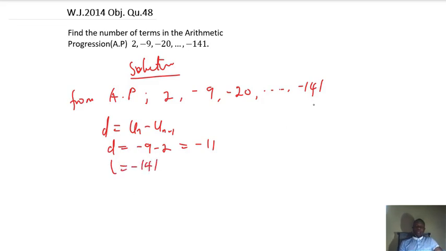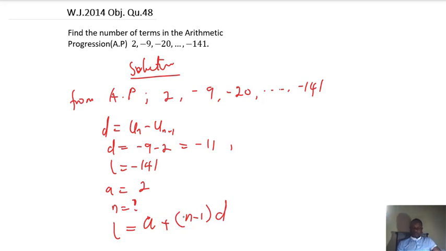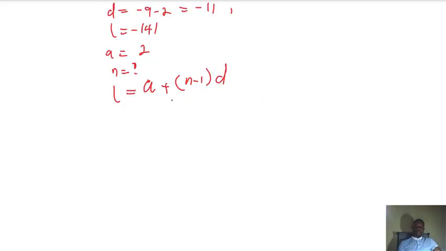So here, we have the last term and the first term, which is equal to 2. And we are looking for n, the number of terms that will lead us to that one. So we have the formula L equals A plus (n minus 1) D, whereby L represents the last term, A represents the first term, n represents the number of terms, and D represents the common difference. So let's do substitution.